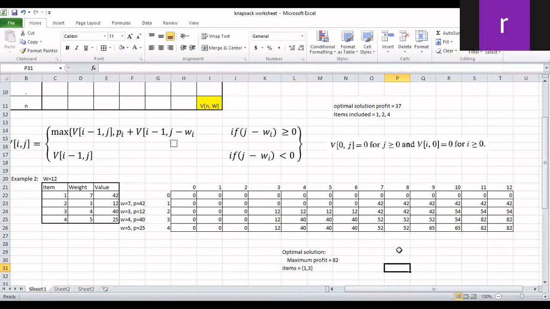What we do in the next class is formalize how exactly we find which items have been included into our knapsack by looking at our value table. There is a simple pattern which is followed to identify which items have been included into the knapsack. We'll look at a formal way of doing that.